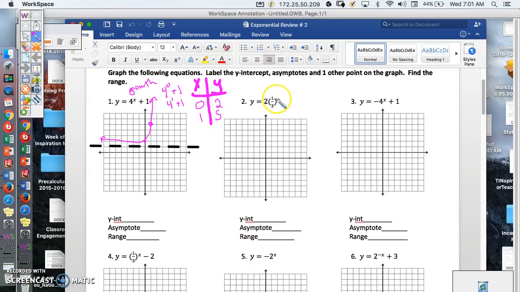So this next one I look at and I see 1/3, so I'm thinking decay. And it hasn't moved up or down at all. So that dashed line, that asymptote is right at the x-axis. And let's see, we can make a table again.